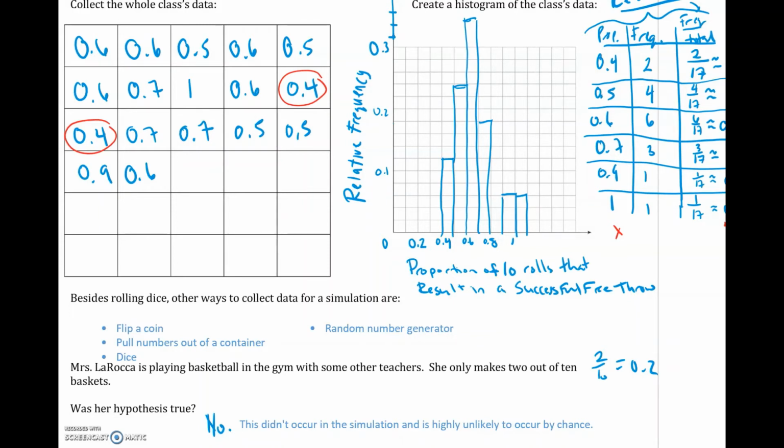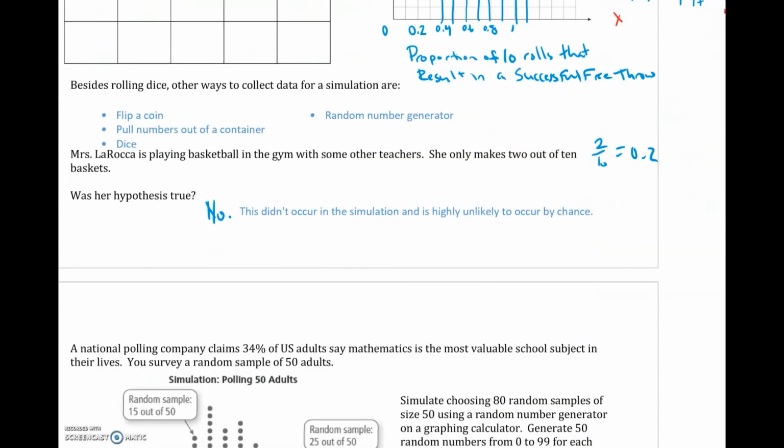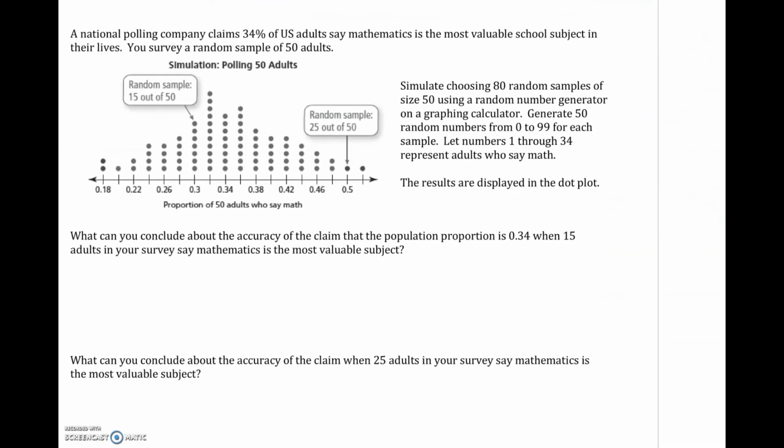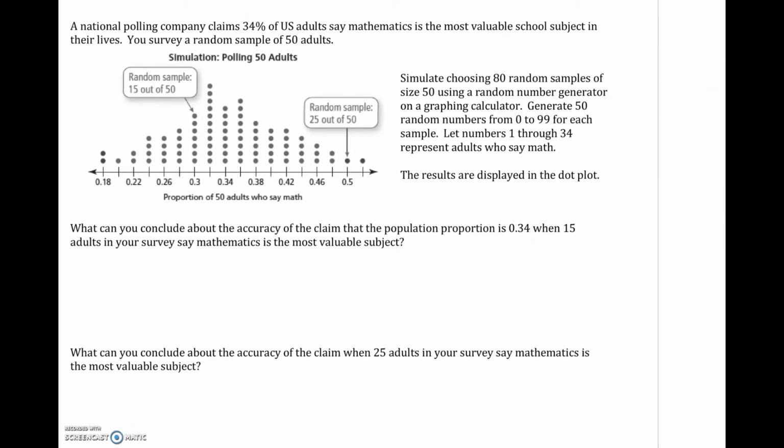All right, so let's move on and talk a little bit more about what we can interpret from these simulations. So if we look at the next example, a national polling company claims 34% of US adults say mathematics is the most valuable school subject in their lives. And then you're going to survey a random sample of 50 adults. What we can do is first do a simulation and then compare that with the sample to get a feeling about how accurate the claim from the polling company is.